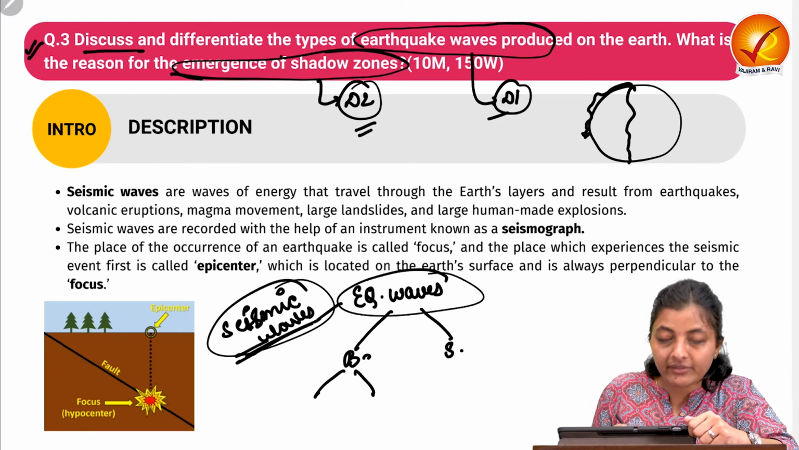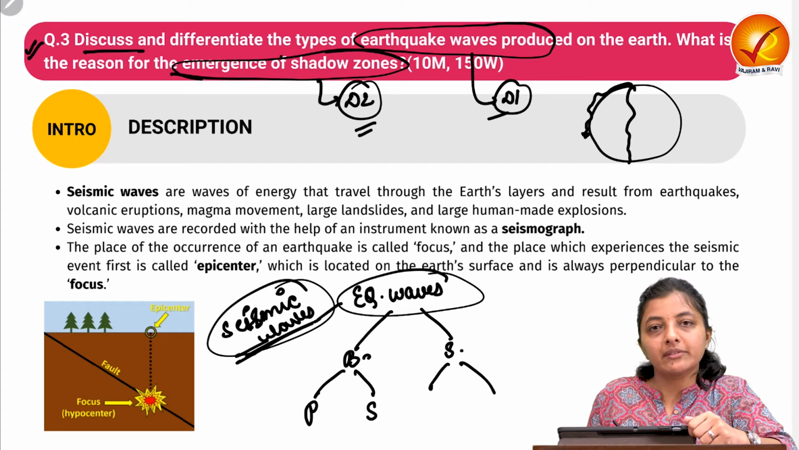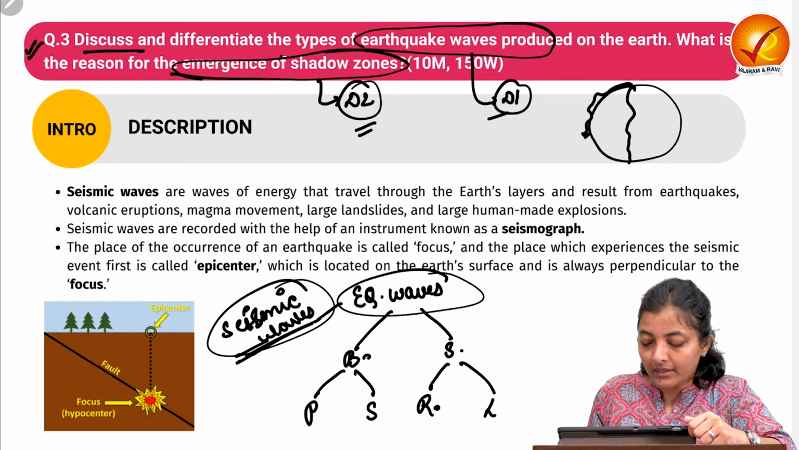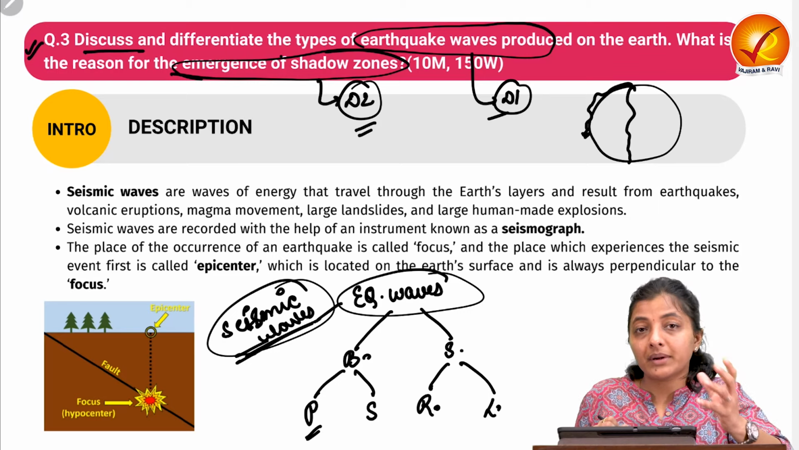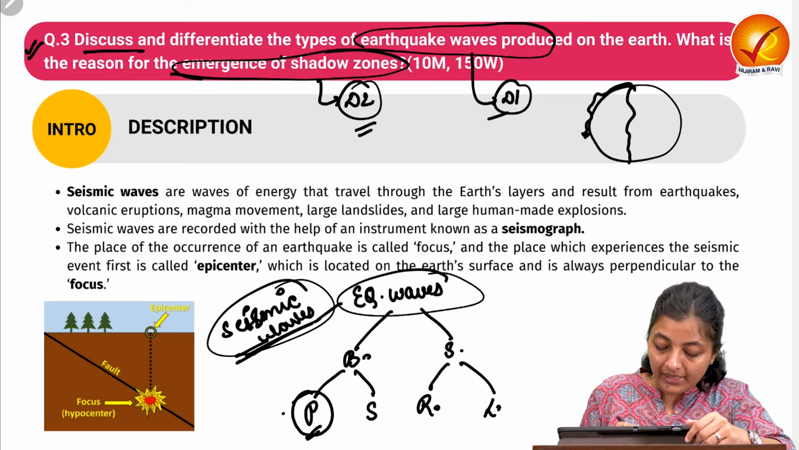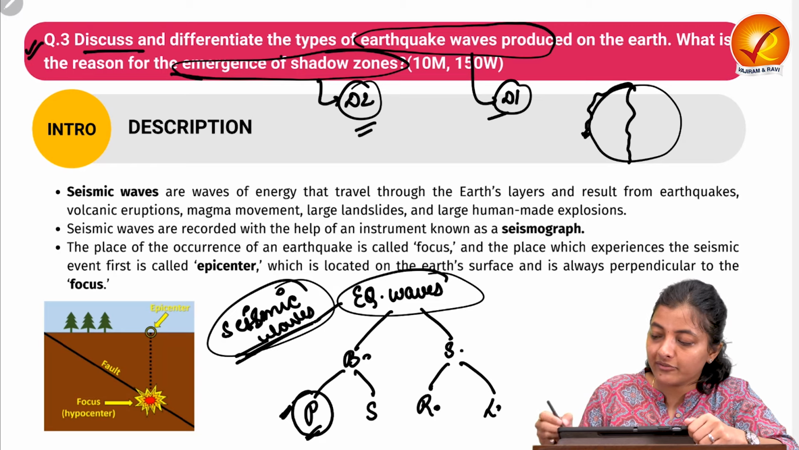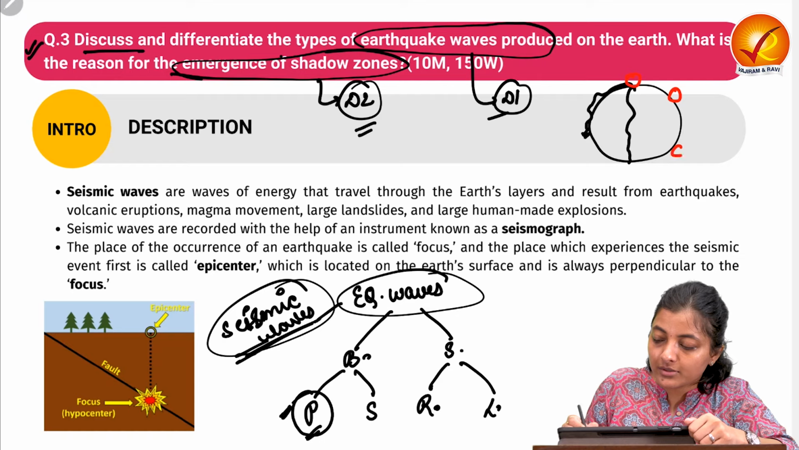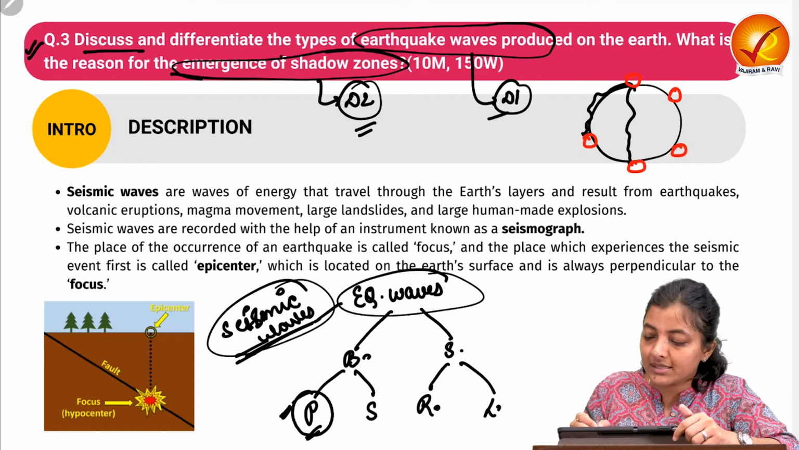Body waves are further divided into P wave and S wave, and surface waves are further divided into Rayleigh waves and Love waves. So P waves means the primary waves. These are the first waves that are being encountered at the seismogram. Now what is seismogram or seismograph? We install the different seismographs. Seismograph is from the seismogram.